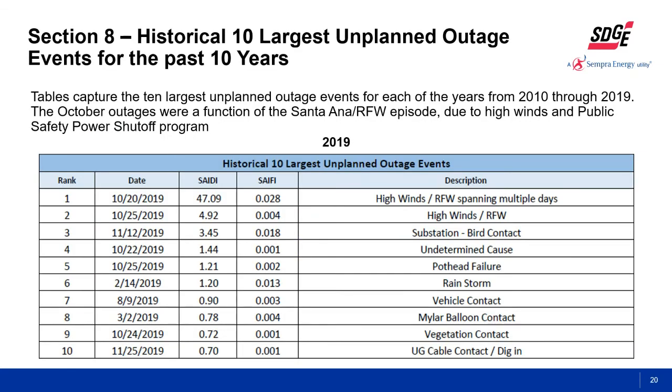Section 8 shows how we track the outages with the largest impact during the last 10 years. It's probably no surprise that these regional red flag warnings, where the high winds are a factor, have caused their share of larger events. And again, you see the bird contact of November 12th, which was addressed with the new coverings. This is a technique that we've actually utilized at other substations as well, to try to continue to make improvements and install that equipment strategically to help avoid the impact of animal contacts, be it birds or squirrels or what have you.